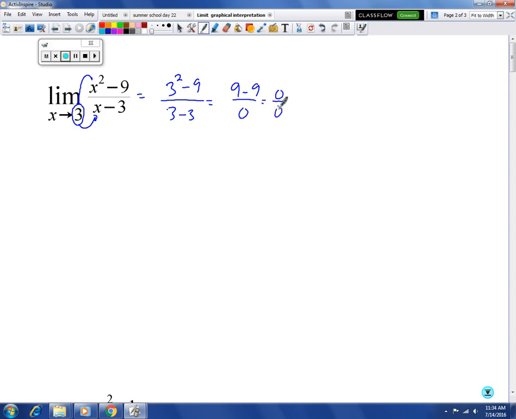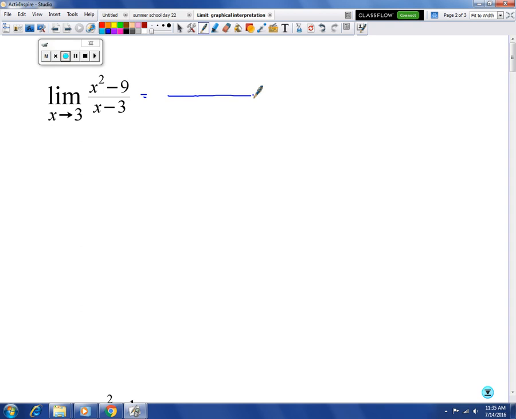When that happens, we can't just stop and say, well, we can't find that limit. Most of the time, we have to do some algebra to simplify it so we actually do get an answer. And this one's very easy. The main algebraic technique we're going to use is canceling. Factoring and canceling. So let's factor the numerator.